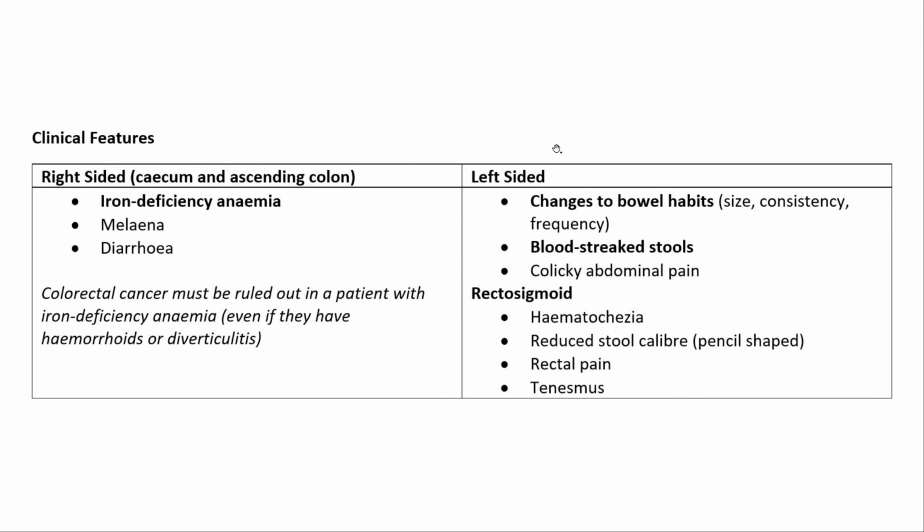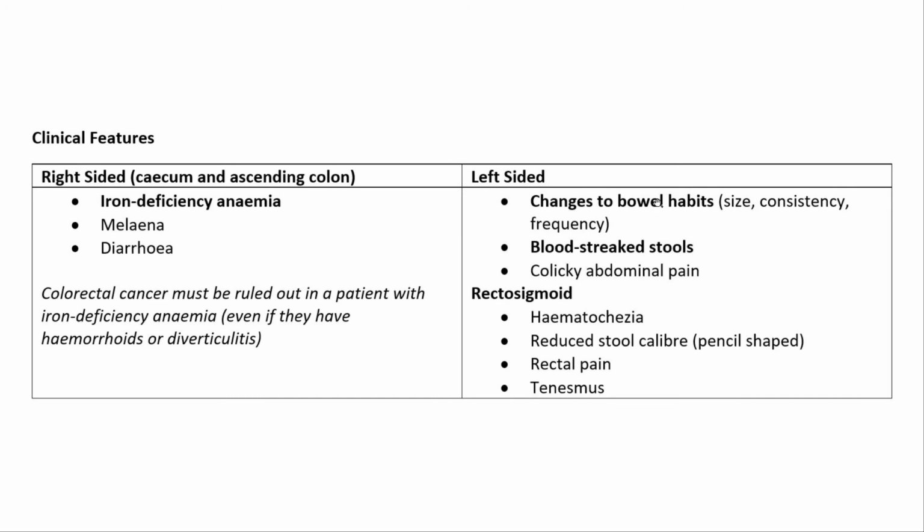Left-sided cancers are caught earlier because they protrude into the lumen and they change your bowel habits. They cause blood-streaked stools, abdominal pain, and if it's more distal, in the rectosigmoid region, you can get frank bleeding from the rectum, rectal pain as well, and even in an ultra-low rectal cancer, you can actually feel that on digital rectal examination.